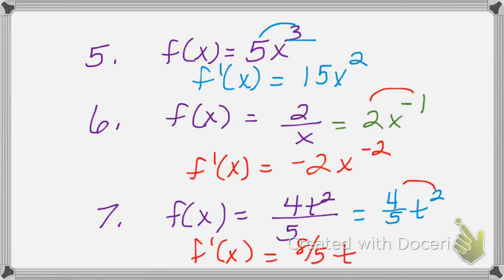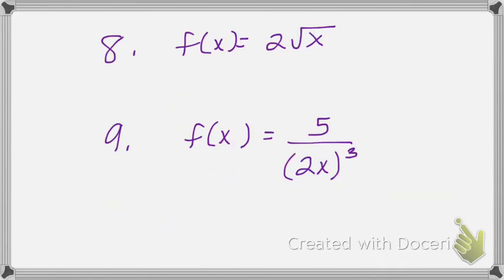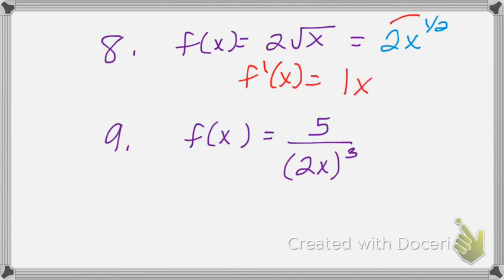Alright. So I need to rewrite this one again. I can rewrite it as 2x to the 1/2. Now I want the derivative. The derivative would be 2 times 1/2, which is 1, and then subtract 1 in the power, so negative 1/2.